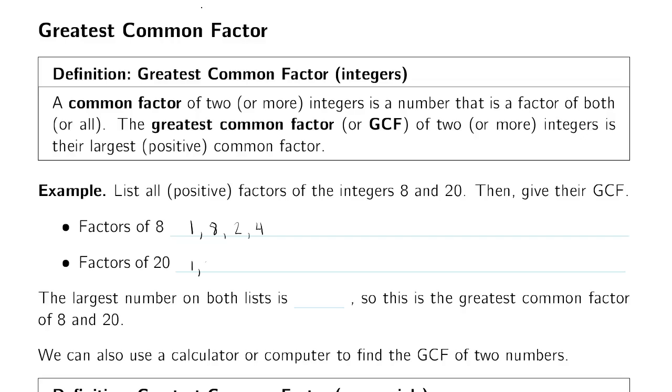20 is 1 times 20, so 1 and 20 are factors. It's 2 times 10, so 2 and 10 are factors. 3 doesn't go into 20, but then 20 is 4 times 5, so 4 and 5 are factors. So 1, 2, 4, 5, 10, and 20 are the factors of 20. The largest number that appears on both of those lists we can see is 4, and so 4 is the greatest common factor of 8 and 20.